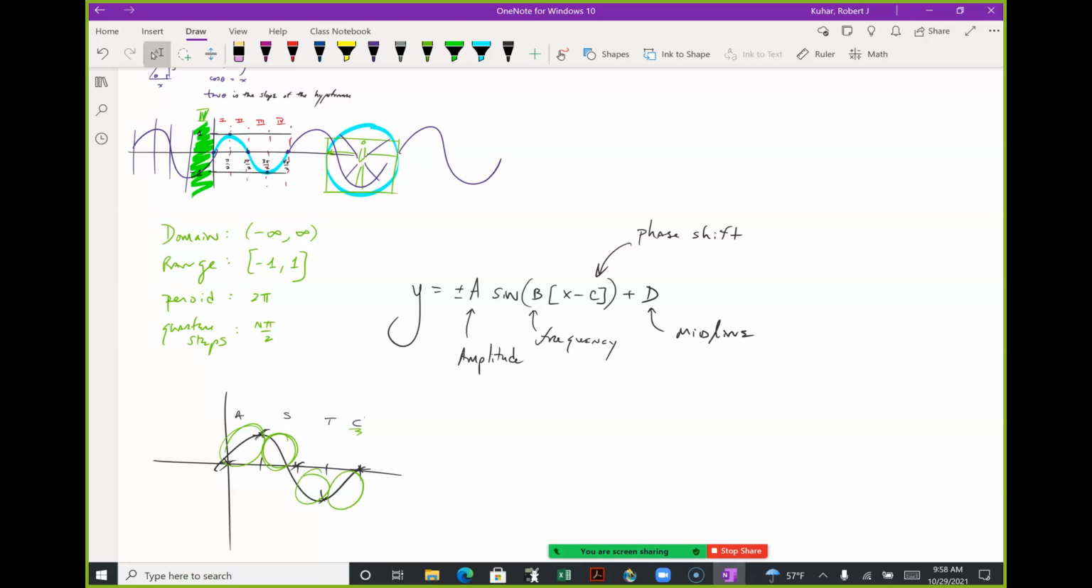Nice. Let's take a look at the cosine curve, okay? So these are the properties we want to memorize.